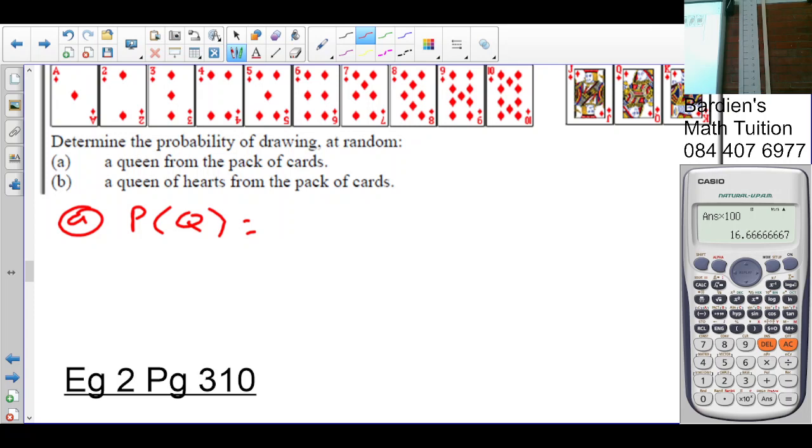4 queens. Okay, Calvin? You okay? You looking for your cards in the bag? They look here, huh?